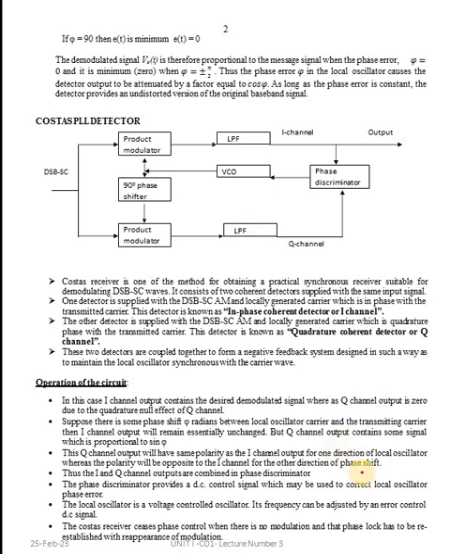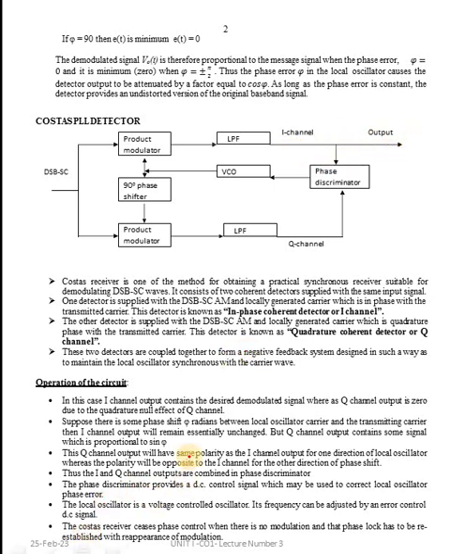Operation of the circuit. In this case, let us assume this is the I channel and this is the Q channel, because a 90-degree phase shift is applied in the second half of the circuit. So the I channel output contains the desired demodulated signal, whereas the Q channel output is 0 due to the quadrature null effect of the Q channel, because these two are out of phase with each other. So if we want the desired signal in the upper half, automatically the second half signal is eliminated. Similarly, if you want the desired signal from the Q channel, automatically the upper half circuit is eliminated.